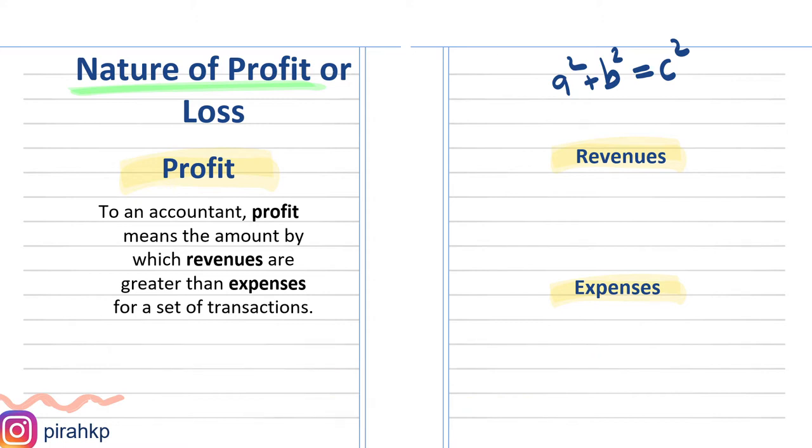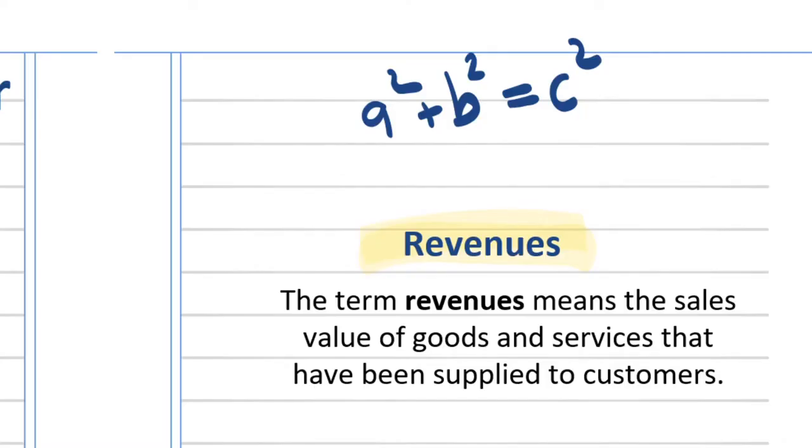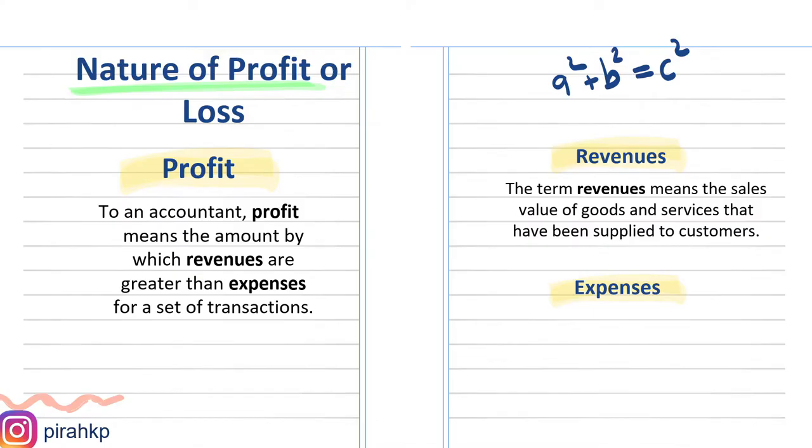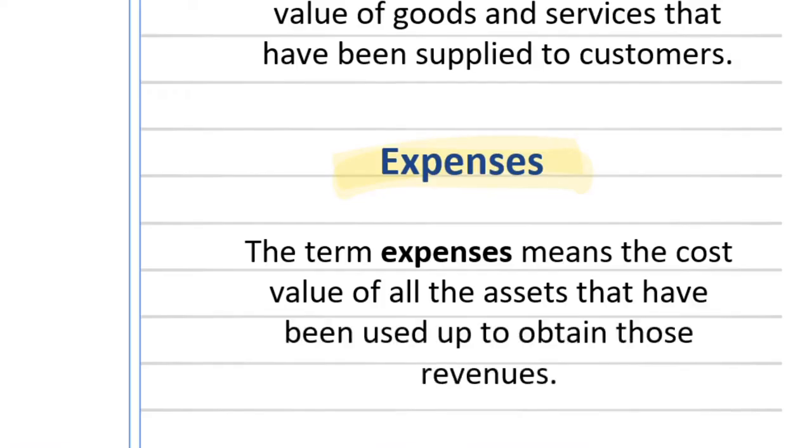What are revenues? Good question. The term revenues means the sales value of goods and services that have been supplied to customers. Whenever you sell a good or service to a customer, they will pay you something for it. That payment, that amount is called revenue. Next is expenses. The term expenses means the cost value of all the assets that have been used up to obtain those revenues. Whatever cost incurred for you in order to earn a revenue is called expenses.